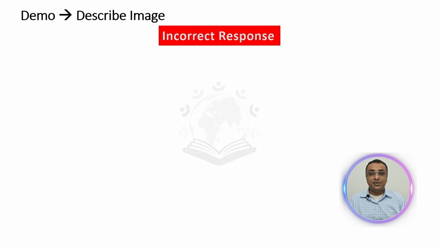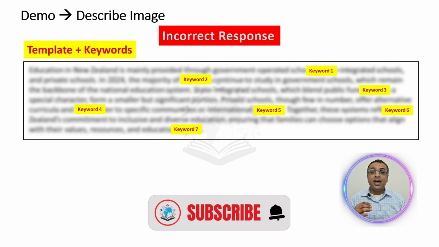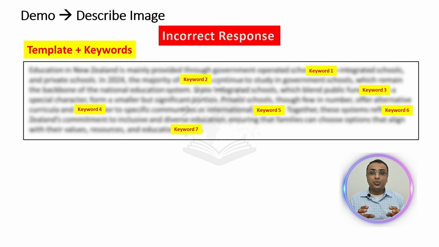Let's look at a couple of incorrect responses for describe image question. First and foremost, if you are doing this mistake where you are repeating a generic template by adding some keywords, I'm sure you would get 0 marks. Reason being, if PTE finds out that you are repeating a template with some keywords, it will give you 0 marks for content. Once you get 0 marks for content, automatically you will get 0 marks for pronunciation and oral fluency. Hence, you will get 0 marks for that particular question.